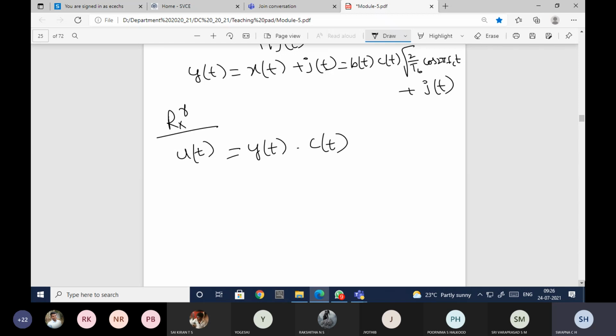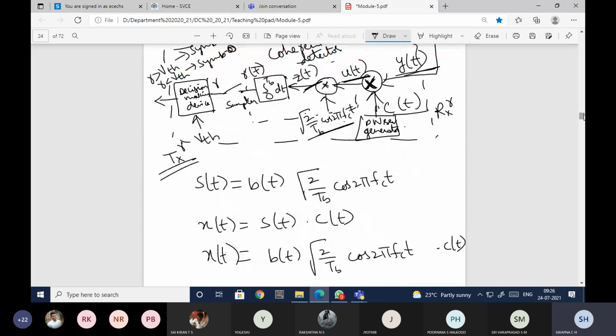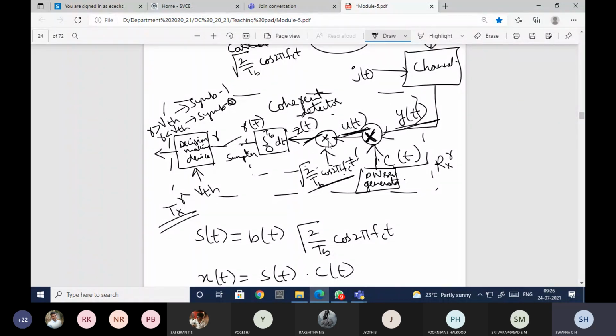Okay, so let me write the equation. y of t is nothing but b of t into c of t root 2 by Tb cos 2 pi fct plus j of t. This entire thing is nothing but the y of t equation, into c of t. This is what your u of t. So now u of t is given to the multiplier again.